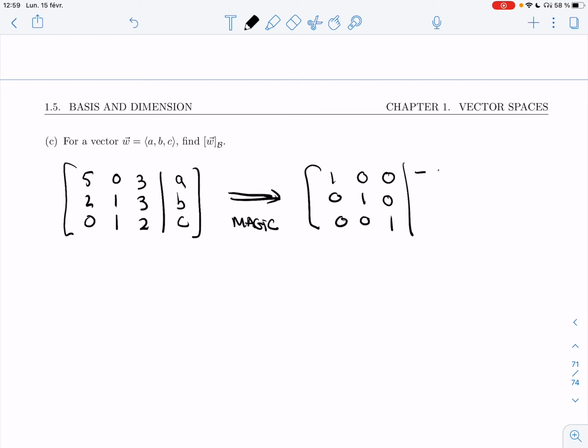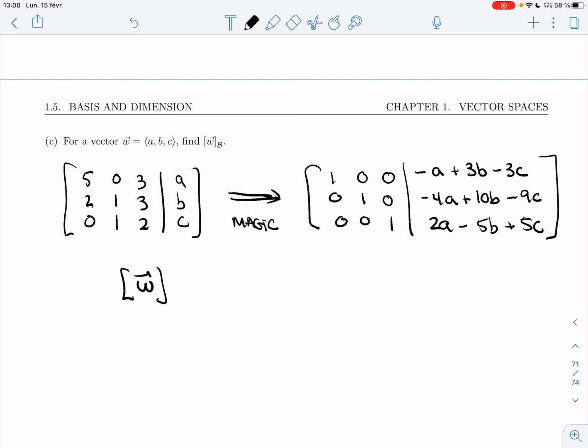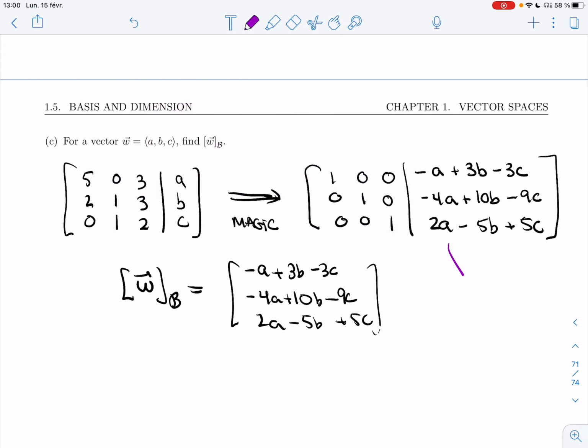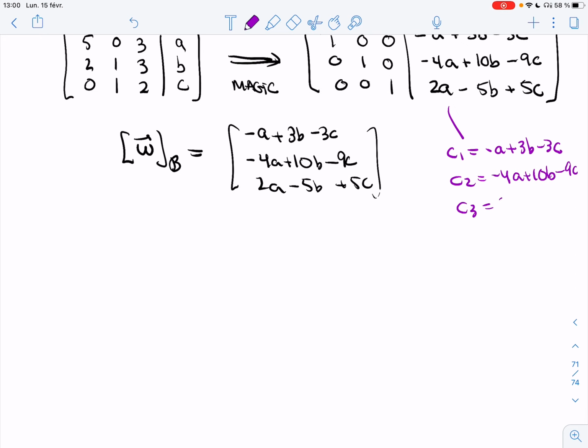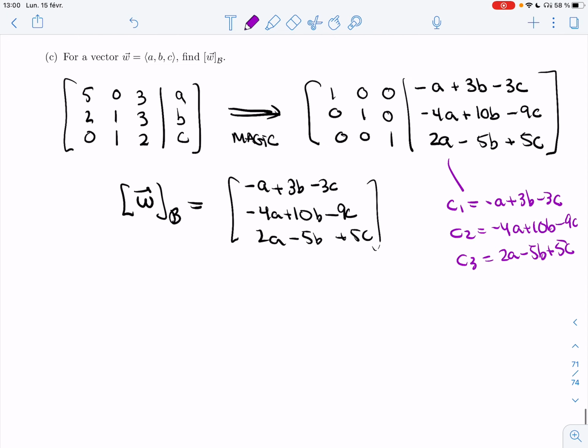And then on the right, it's going to be a bit more complicated. I'm going to get minus a plus 3b minus 3c. I've done it ahead of time, so I'm not doing this in my head. So minus 4a plus 10b minus 9c and 2a minus 5b plus 5c. And so the coordinate vector of w would be (minus a plus 3b minus 3c, minus 4a plus 10b minus 9c, 2a minus 5b plus 5c), because really here I'm getting that C1 is minus a plus 3b minus 3c from the first equation, C2 is minus 4a plus 10b minus 9c, and C3 is the bottom one. And so those are the coordinates.